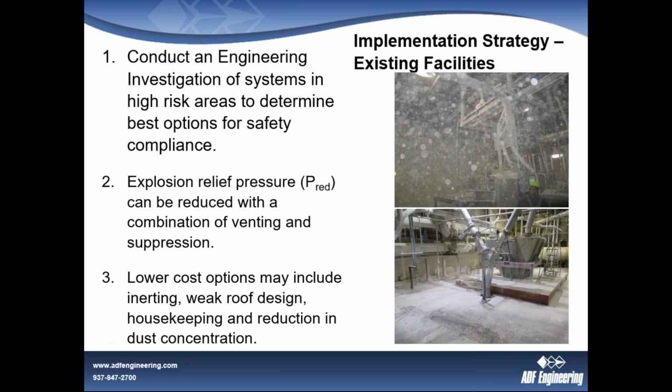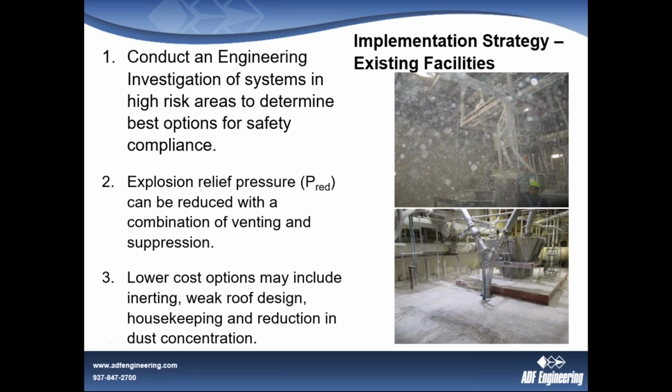Other alternatives include such things as reducing your relief pressure with venting and suppression. It may include inerting. Limiting oxygen concentration is an option that you have, and it works in a number of cases. Looking at weak roof designs in place of adding explosion panels on a silo.